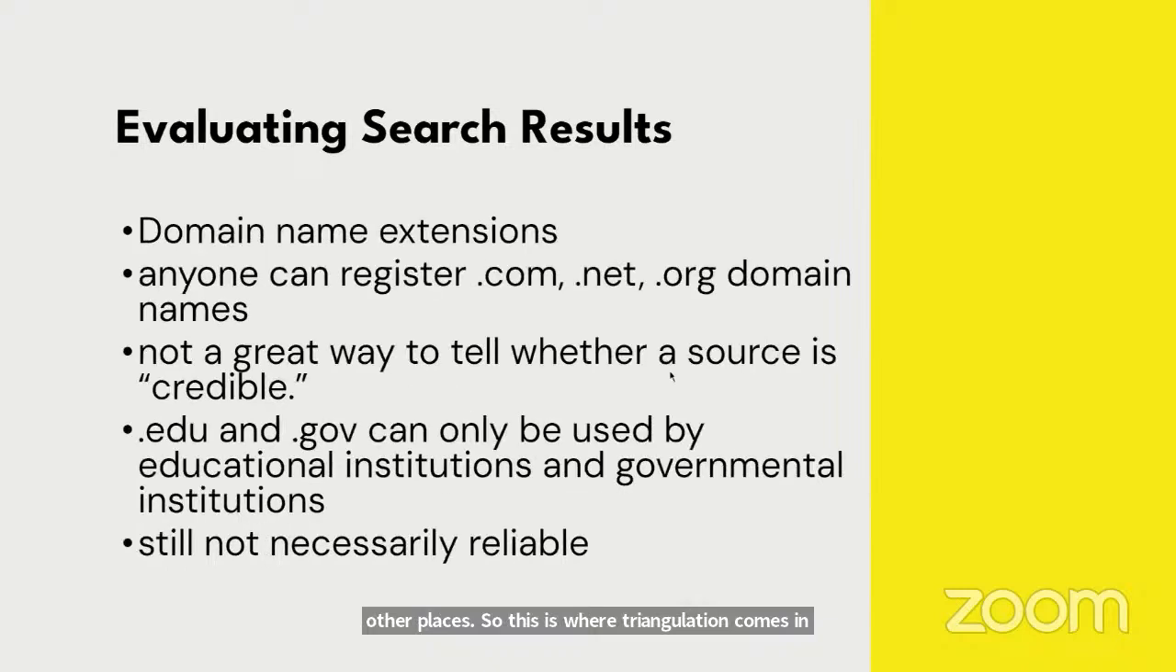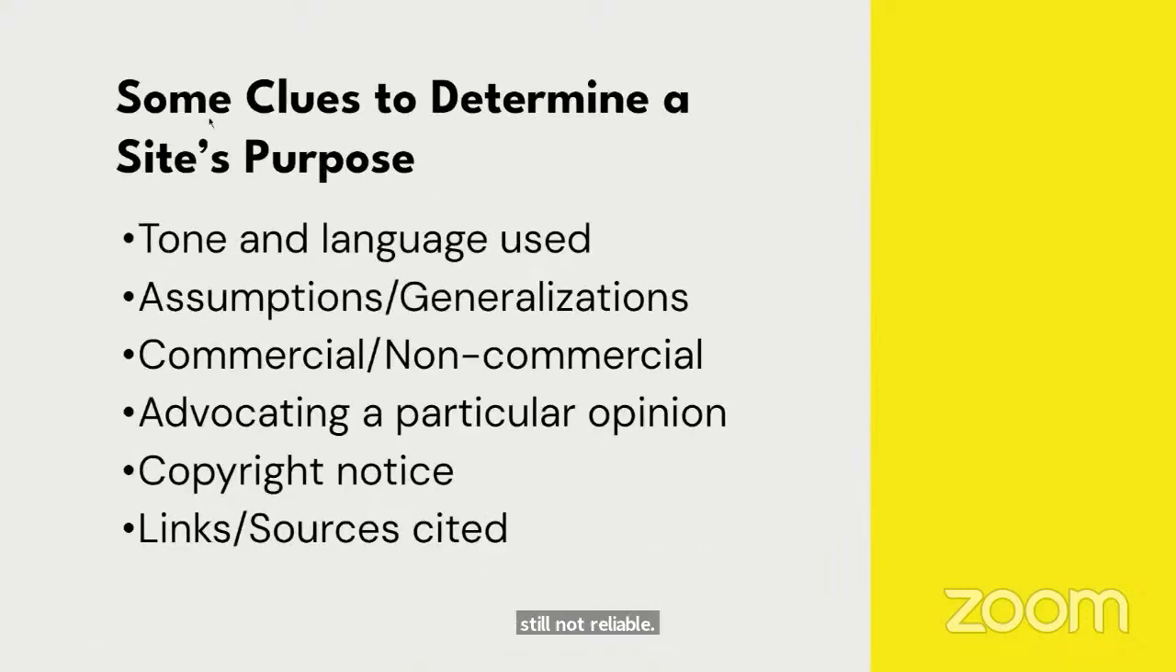Another thing, you need to check the domain extensions. Anyone can register .com, .net, .org, so it's not a great way to tell whether a source is credible. Also, .edu and .gov can only be used by education institutions and governmental institutions. Make sure that you know this. Also, it's still not reliable. So some clues that help to determine a site's purpose include the tone and the language that is used, the assumptions or generalizations, the commercialization or non-commercial nature, advocating for a particular opinion, the copyright notice, also the links and the sources that are cited in a particular piece of information.